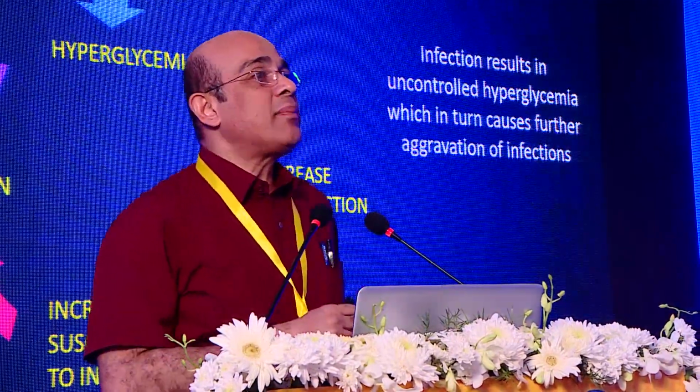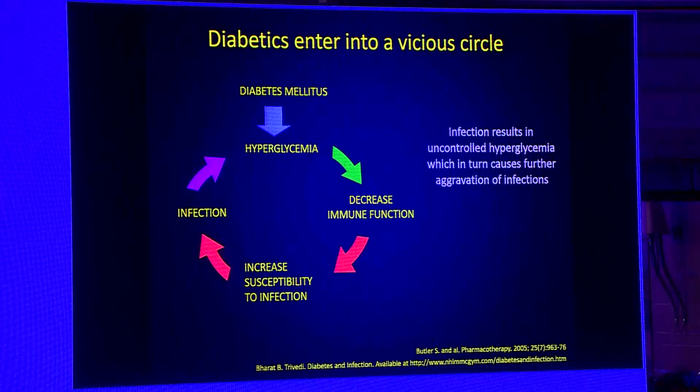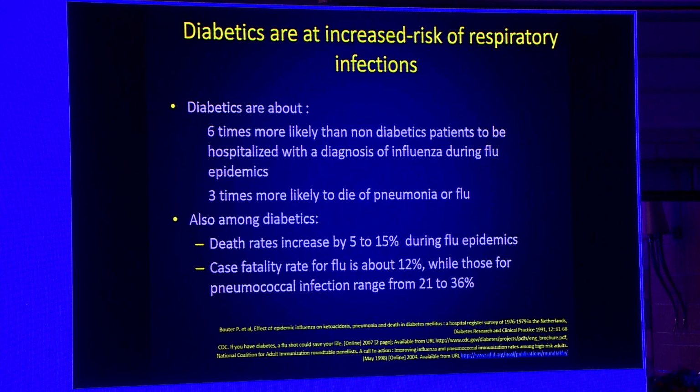Okay. Now, it is very clear that diabetics are at an increased risk of developing infections. There is a close relation between hyperglycemia and infections. Infections can result in hyperglycemia and vice versa. And it has also been shown that diabetics are at an increased risk of developing respiratory infections specifically.